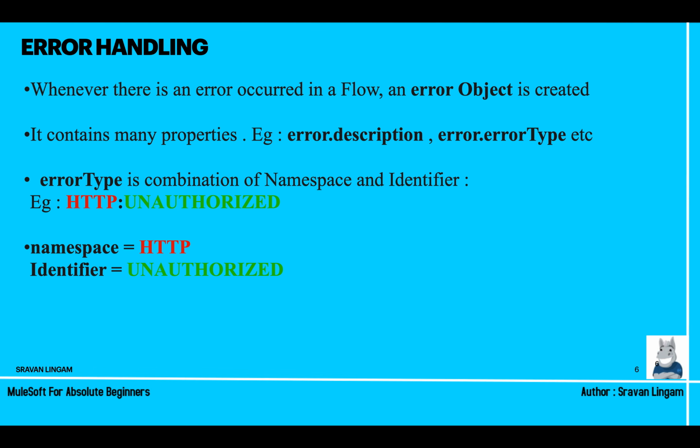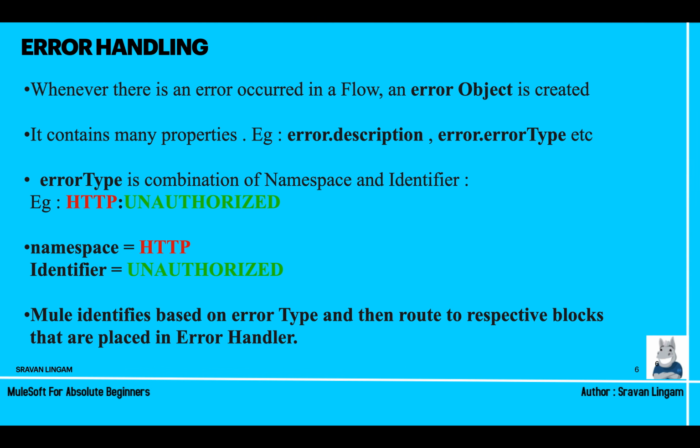This is very important, because in hands-on we will always talk about error type. Whenever I say namespace, it is the first block, HTTP for example here. And whenever I say identifier, I mean UNAUTHORIZED here. Mule identifies the error type and then routes to the respective blocks placed in the error handler. The message is routed for error handling based upon the error type. That's why error type is really important, and why I have elaborated on it.